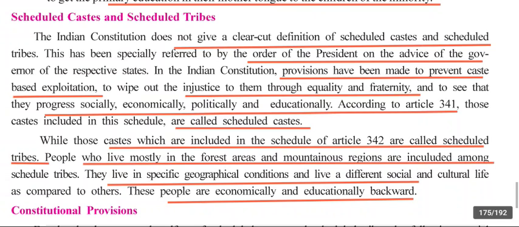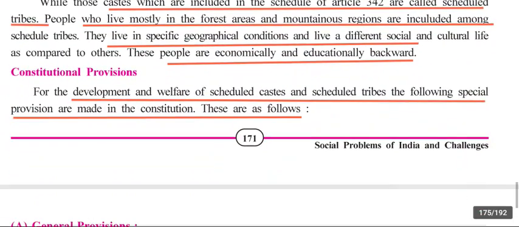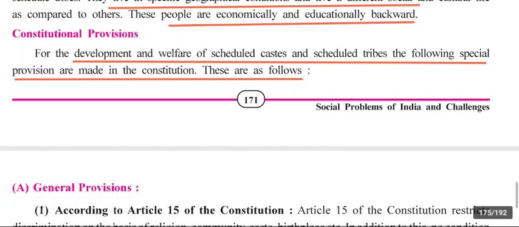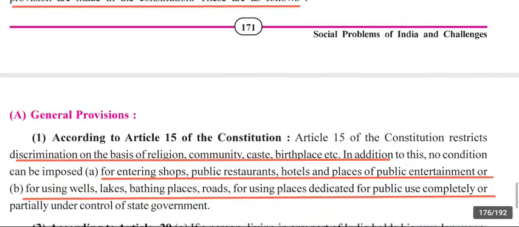And the tribal people who usually live in the interior forest areas or mountainous regions, who usually don't have much of a connection with the regular society, so to provide them with enough encouragement and economical and societal support for the purpose of their development, they are included in the scheduled tribes. They live in specific geographical conditions and live a different social and cultural life as compared to others. These people are usually economically and educationally backward. So, the Constitution has made certain provisions for the purpose of the development of these scheduled castes and scheduled tribes.